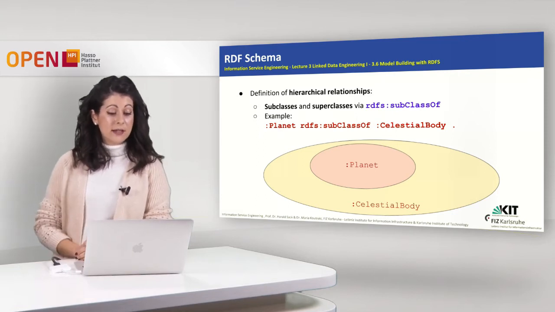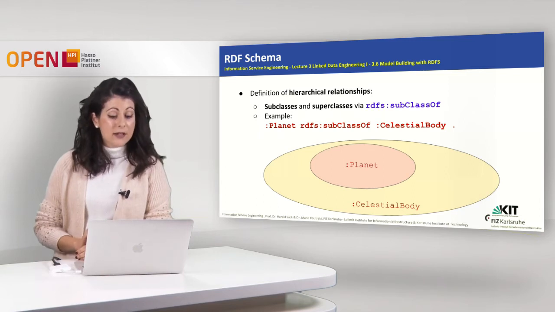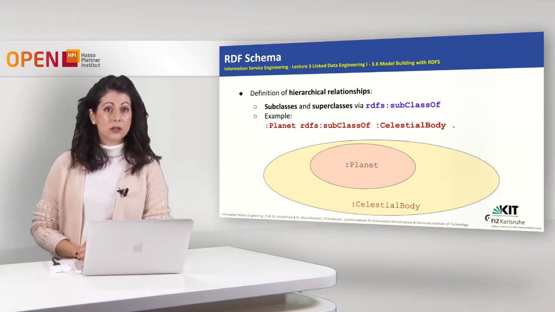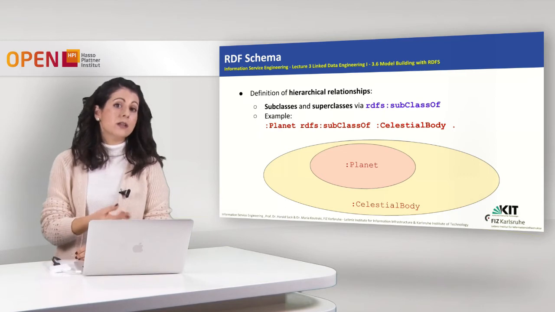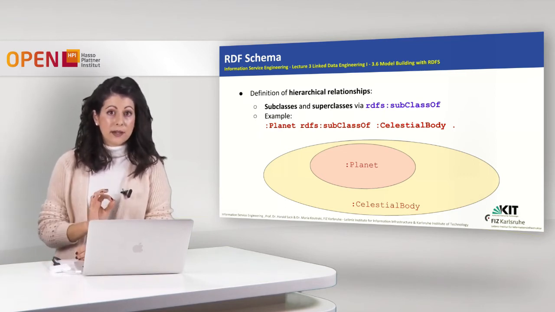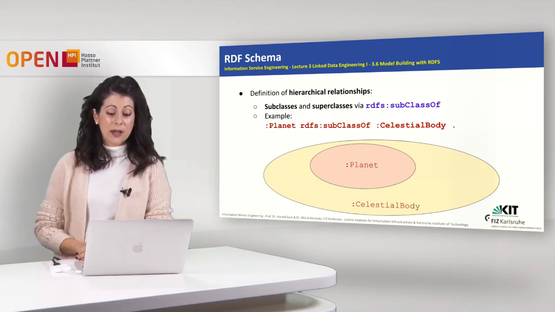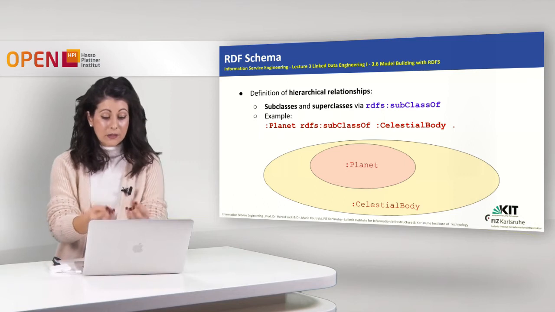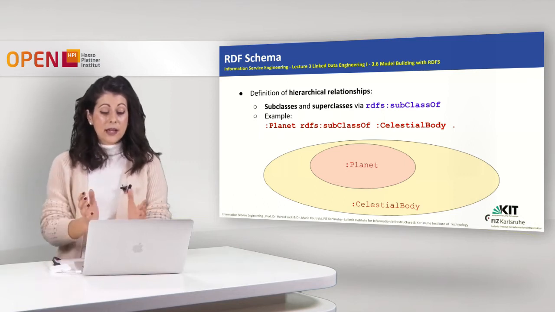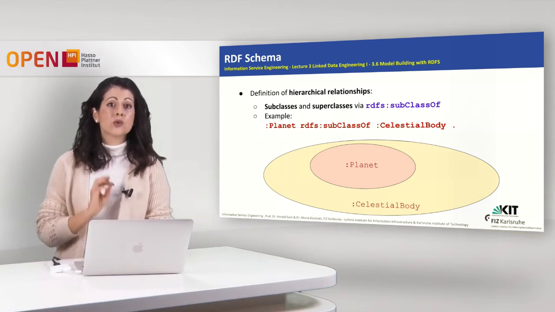So let's see an example. Here we see that planet RDFS subclass of celestial body. So it means that planet is also a class, probably defined a bit earlier. And what do we say here? We specify that planet is a subclass of the celestial body. To make it easier to understand, if celestial body is the big circle, then planet is a subset of it. So this is what subclass of means.